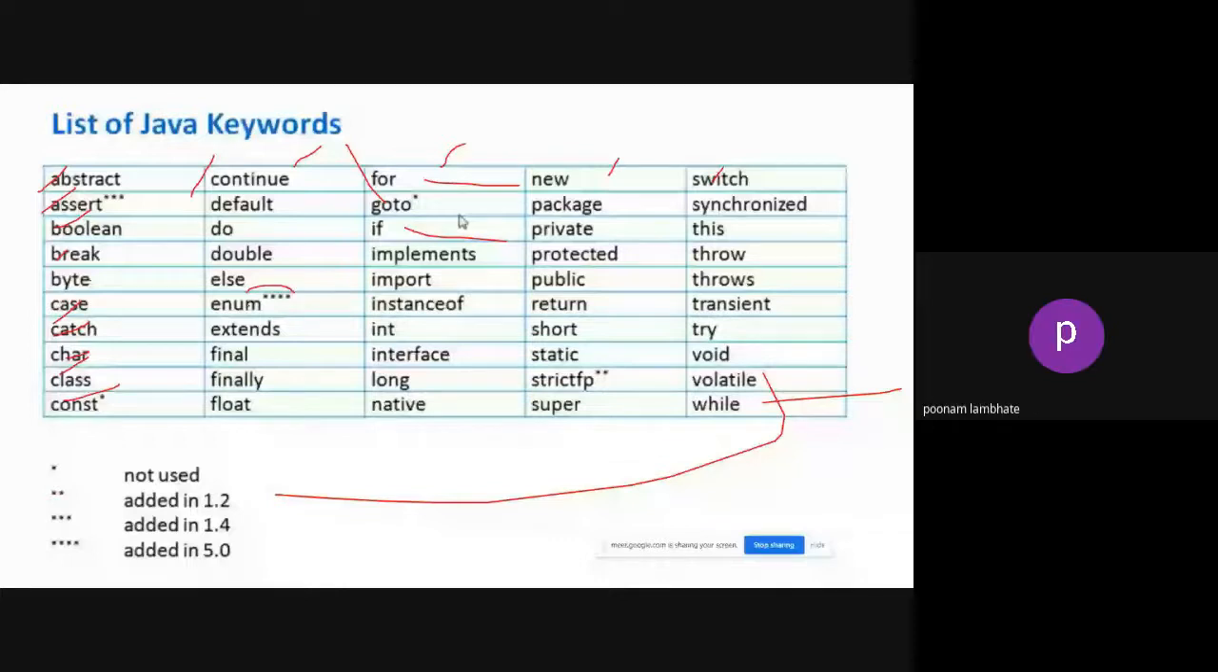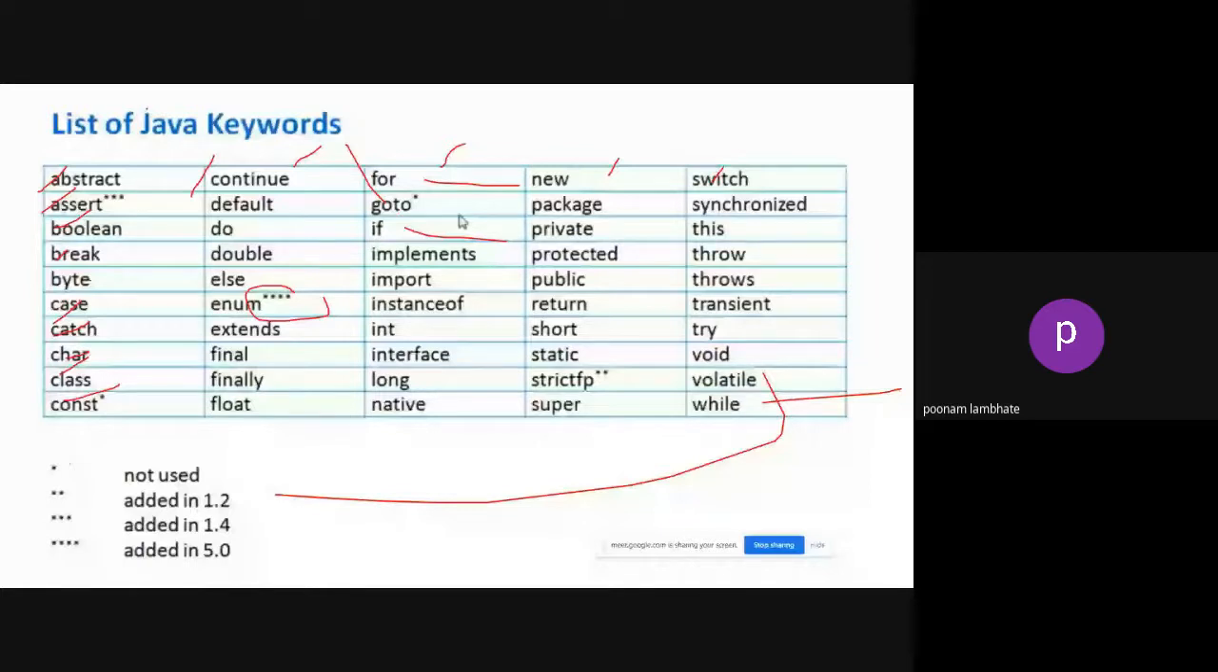Someone wants to know about true and false. These words are also like keywords, but more specifically they are called literals. If you use true or false in your program somewhere, it should be in a valid place. You cannot use it anywhere. If you look, true and false are not mentioned in this list.